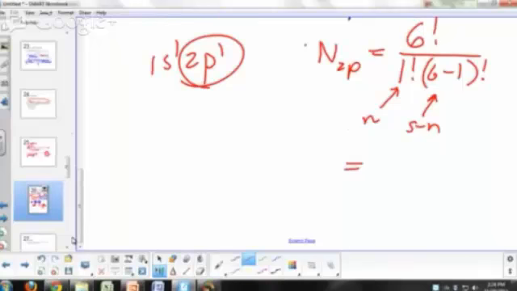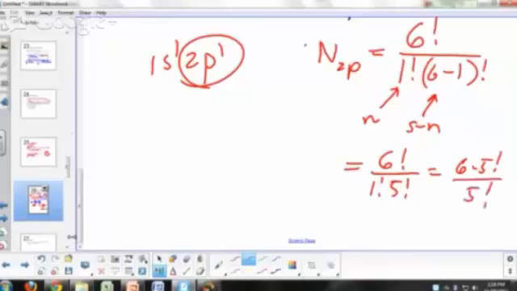Can you assign 1 electron to the 2p subshell? 6 factorial over 1 factorial times 5 factorial, that's 6 times 5 factorial over 5 factorial. And that should give you 6. 6 ways. What are those 6 ways?